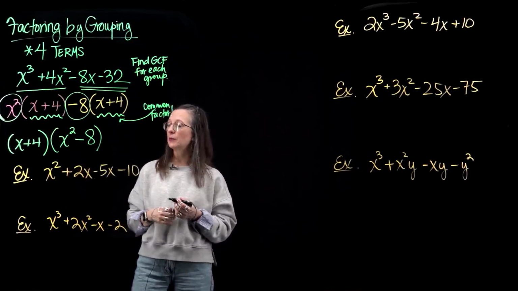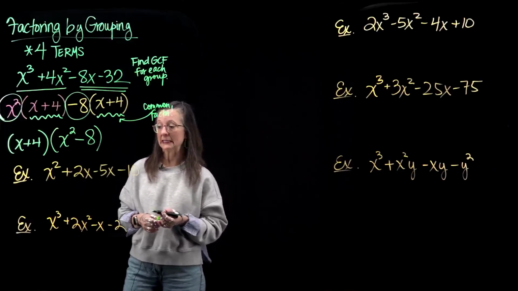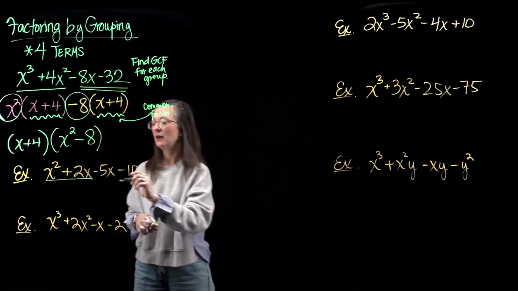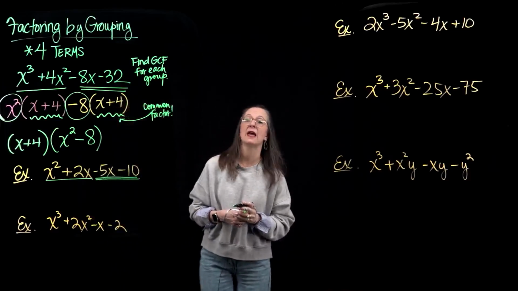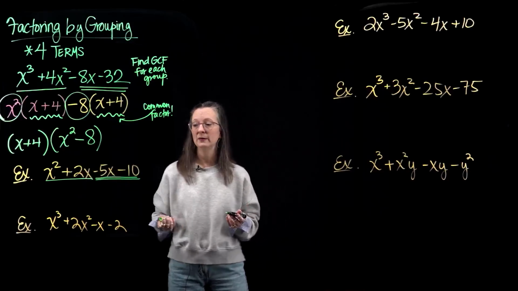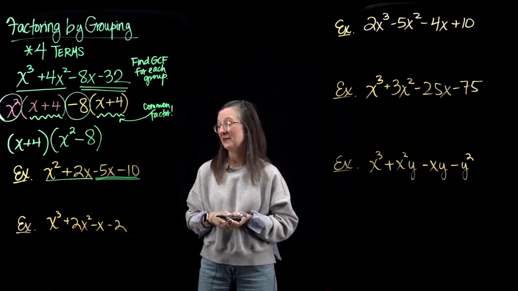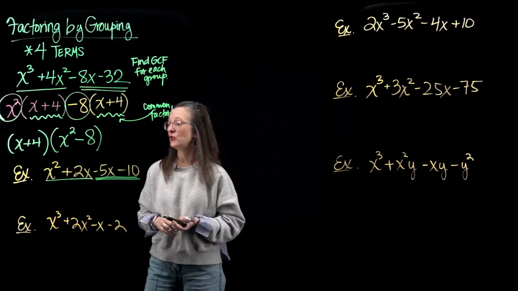So my first example, x squared plus 2x minus 5x minus 10. So my first group would be x squared plus 2x. My second group would be minus 5x minus 10. And I've underlined the x squared plus 2x one time and the minus 5x minus 10 2 times to separate them. All right, so first we'll consider this x squared plus 2x.